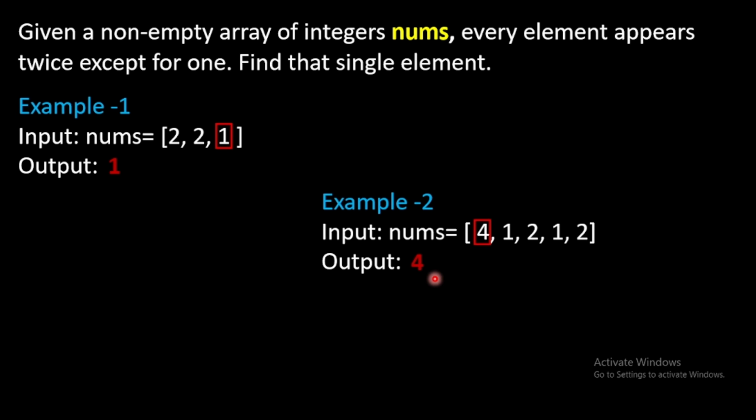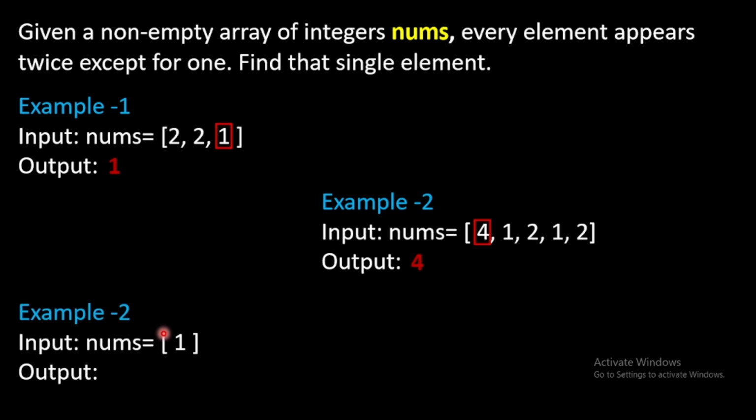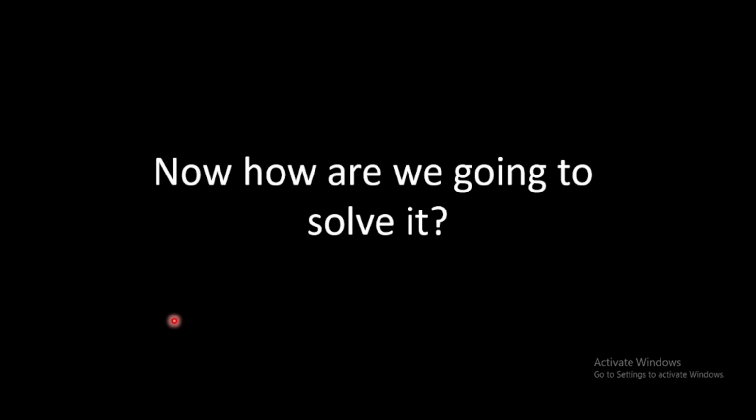Now what will happen if your nums array contains only one element? You can easily guess that this single element will be our output. So our output will be 1. Now how are we going to solve it?